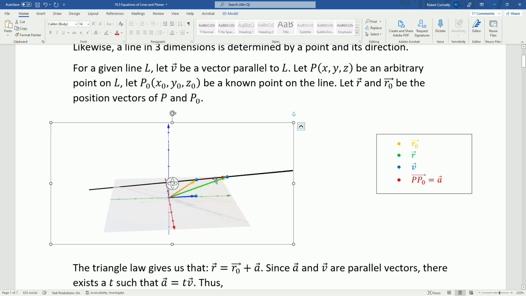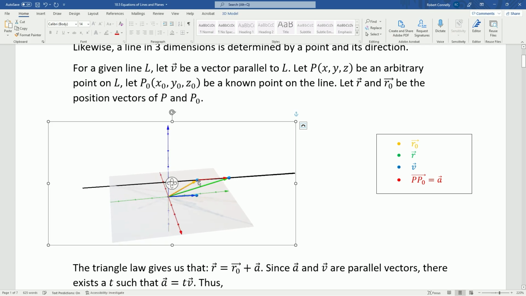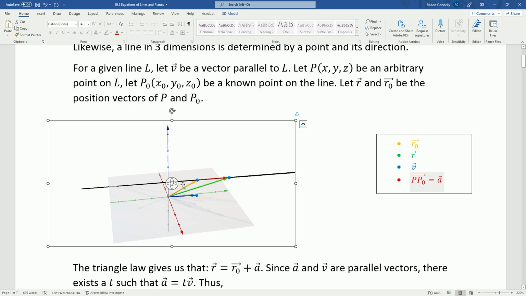Well, consider this vector here in red. We're calling that A. That's this red vector A. And you can imagine if you went R naught and then you went in the direction of A, you can hit any point here along the line. And if you were going in a negative direction of A, you could hit any point here. So the idea is this.